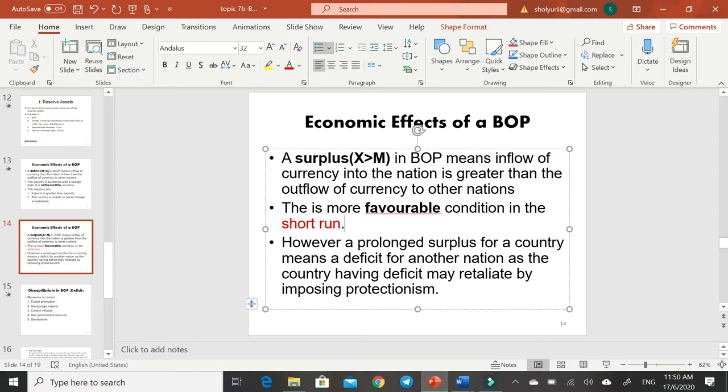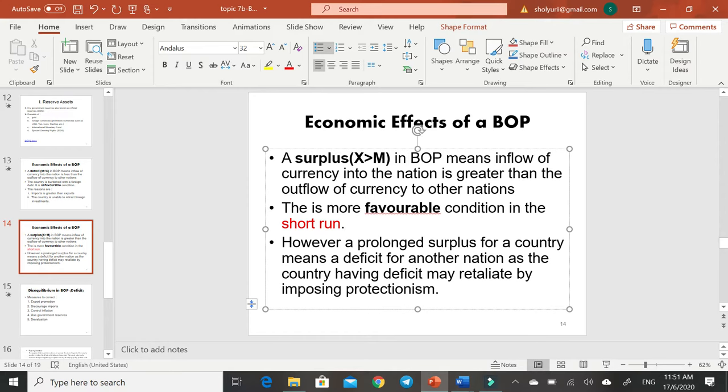Even though it's surplus, meaning that we are happy because we got profit, but the situation, orang kata, tidak akan membahagiakan lama. In the future it will cause trouble to the country. However, a prolonged surplus of a country means that a deficit for another nation. Okay, ingatlah kita yang saya cerita antara Malaysia and China.